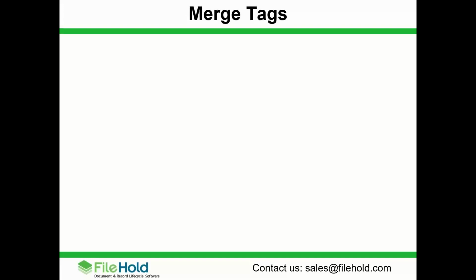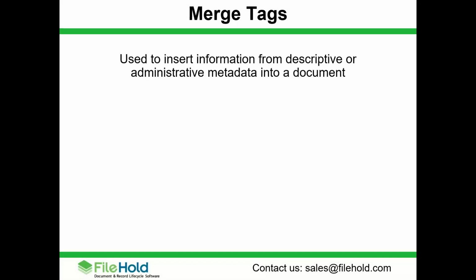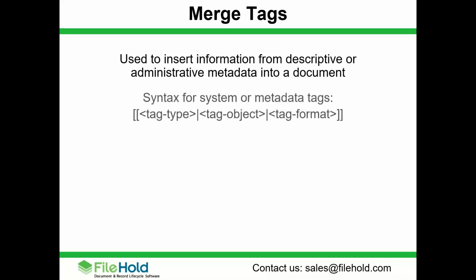A little bit about merge tags, because I haven't introduced these before and I just want to have a quick mention of them. They're used to insert information from descriptive or administrative metadata on the document into another process, so into another document. The syntax for these in its simplest form, and it's what we're going to be dealing with today, is square bracket, tag type, pipe, tag object, pipe, tag format, square bracket to close.